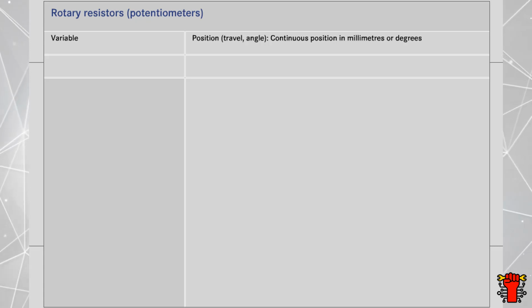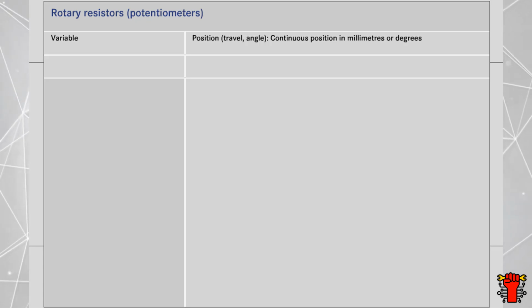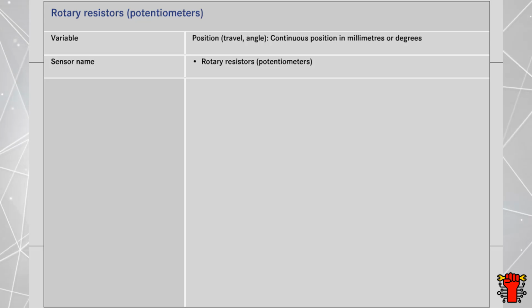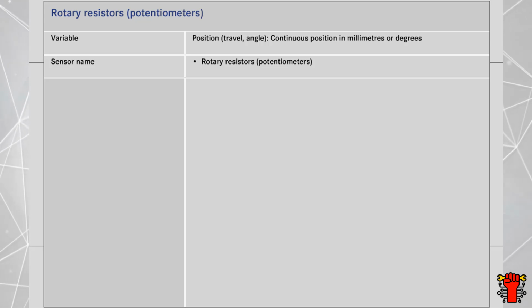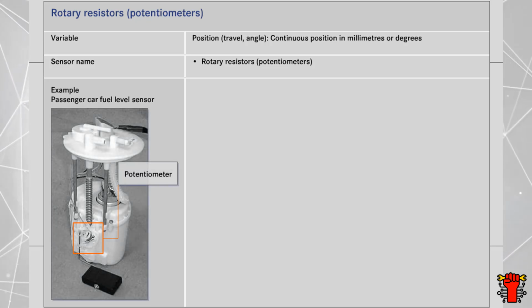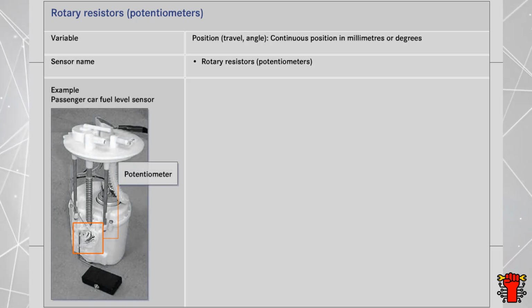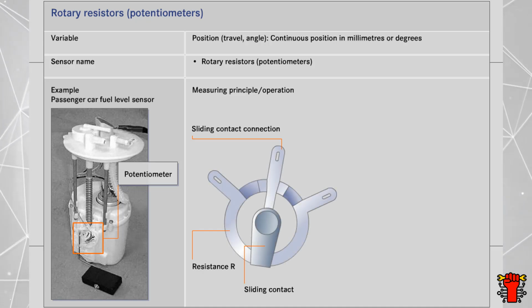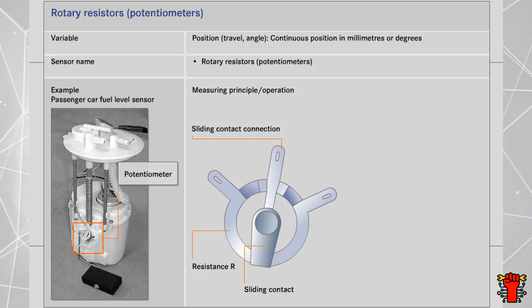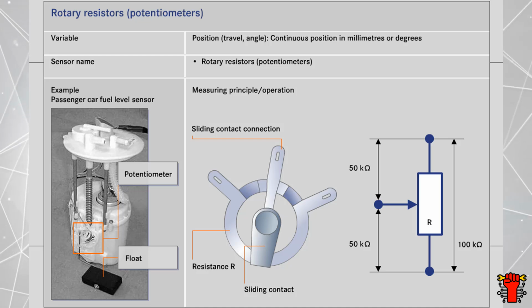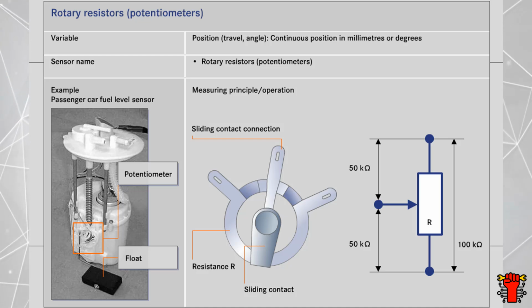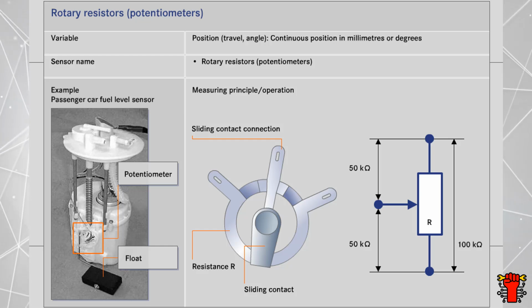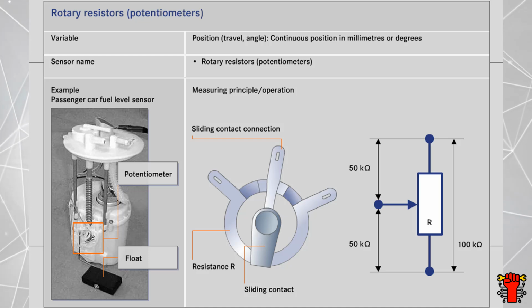The continuous registering of positions in millimeters or angles requires sensors which can register the entire measuring range. Rotary resistors, which are also called potentiometers, are a simple example for continuous distance acquisition. They're used, for example, to calculate the level of fuel in the fuel tanks of passenger cars. A potentiometer consists of an electrical resistor which is divided into two resistor areas by a moving sliding contact. The sliding contact on the fuel level sensor is connected to a float by means of a lever. A different resistance is produced on the resistor track, depending on the position of the float. This is registered and evaluated by the control module.